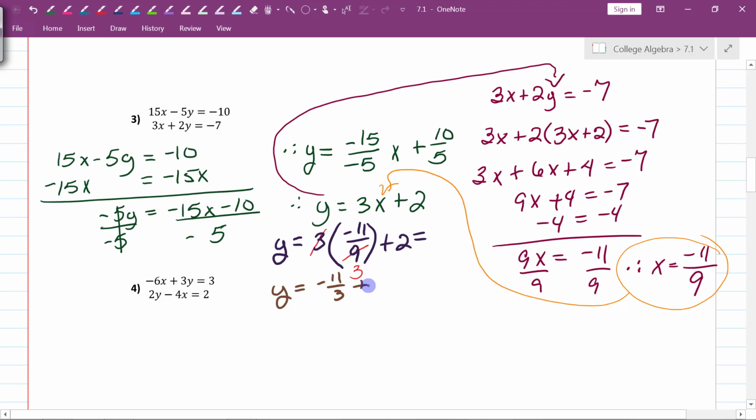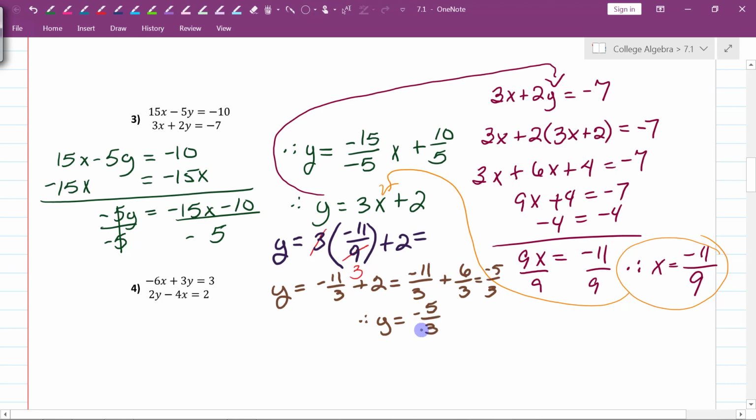I need a common denominator right here. So my common denominator is going to be 3. So this is going to become negative 11 divided by 3 plus 6 divided by 3, and that is equal to negative 5 divided by 3. So that is what my y is equal to. So therefore, y is equal to negative 5 divided by 3.